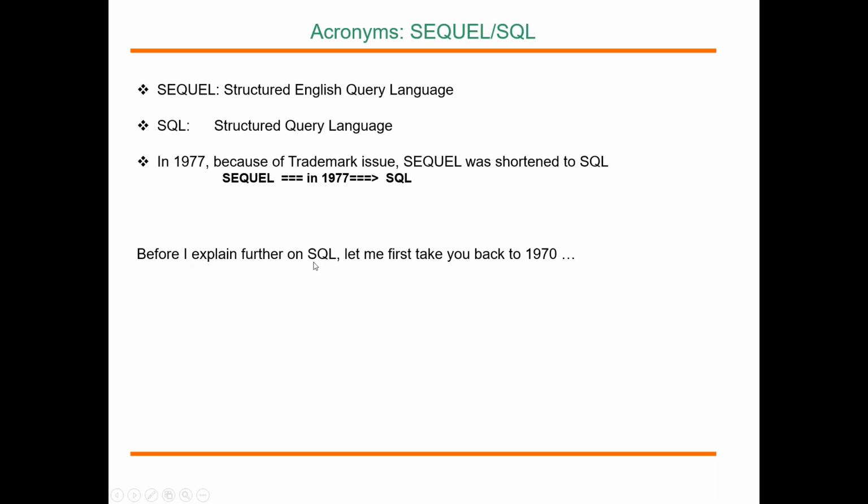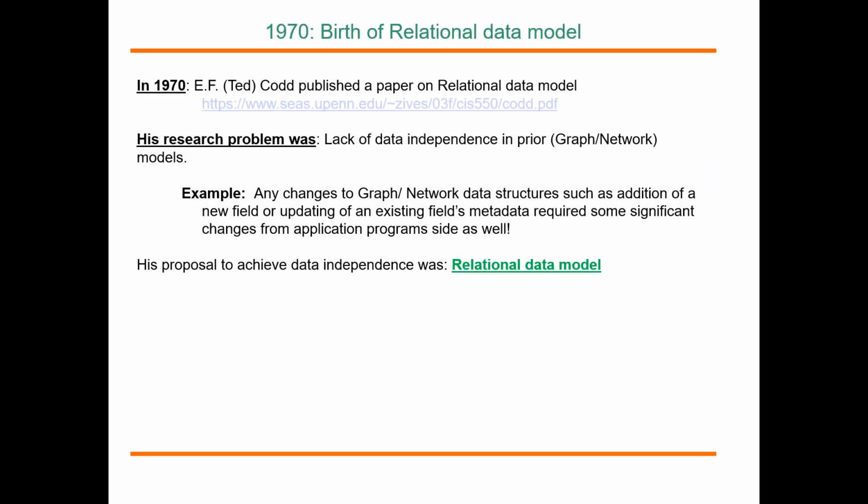Before I explain further on SQL, let me first take you back to 1970. What happened in 1970? The birth of the relational data model. E.F. Codd published a relational data model paper. It was a revolutionary paper in the database industry. Even after 40 plus years, our data models are still relational. The most preferred data model is still the relational model.